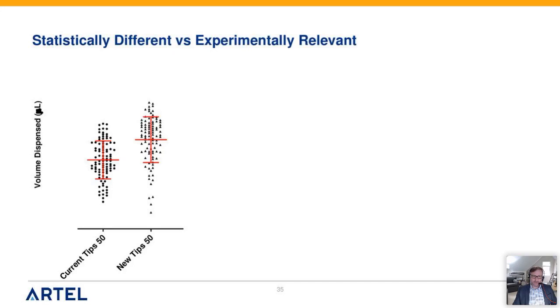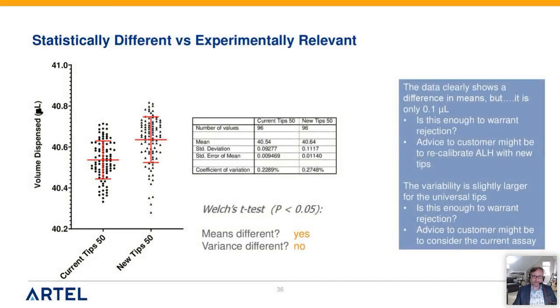And this is this idea of statistically different versus experimentally relevant here, and I'm showing this graph here to the left, with the intent of not even showing you the y-axis, and we can see that they appear to be 2 different populations of tips. The new tips are behaving different than the current tips, and what I do want to show here is if I put the scale on here.